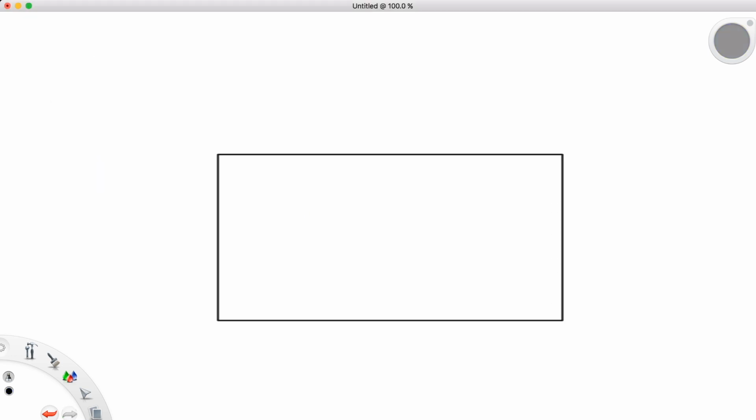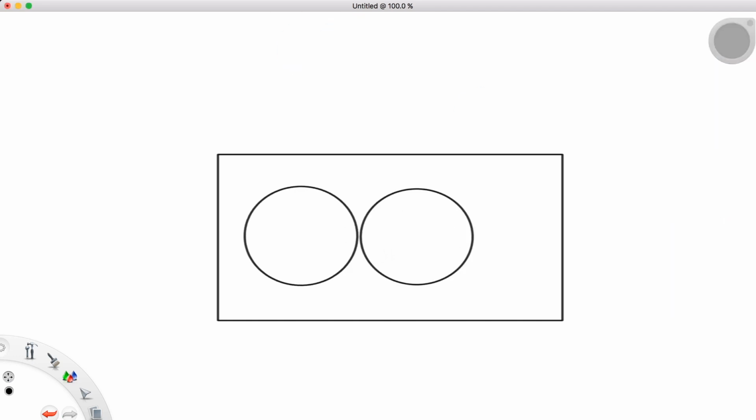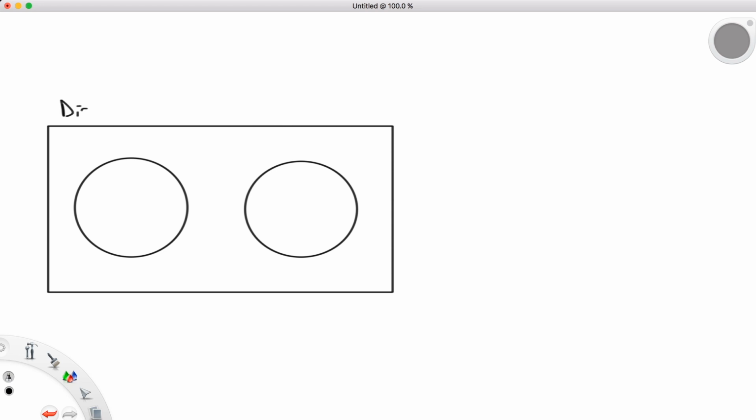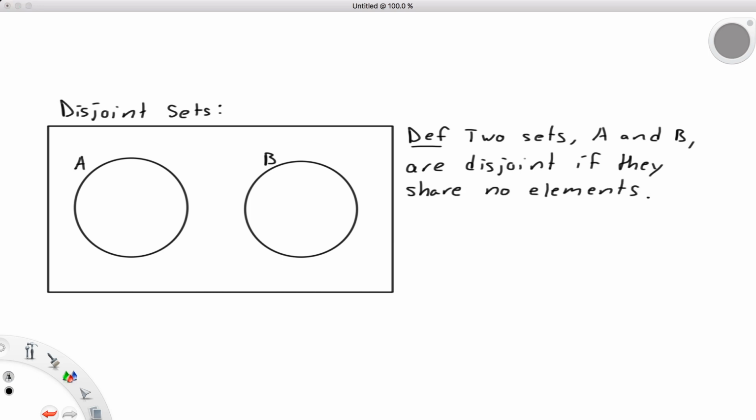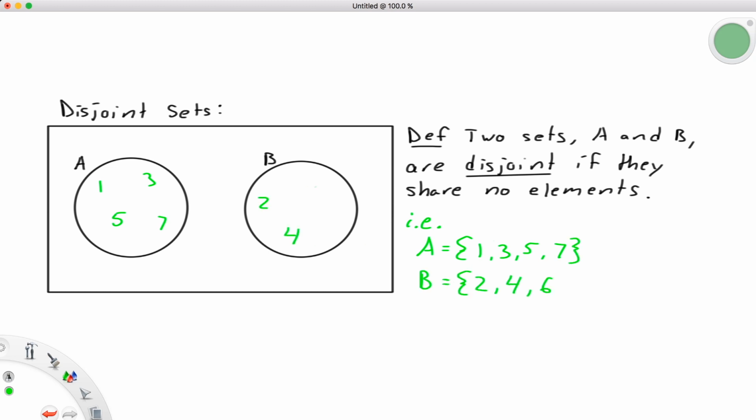Not all sets overlap, though. We could adjust our Venn diagram, for instance, to look like this. These are known as disjoint sets. Specifically, two sets A and B are disjoint if they share no common elements. So for example, if we let A equal {1, 3, 5, 7} and B equal {2, 4, 6, 8}, these two sets share nothing in common. They're disjoint. So what happens here if we try to take their intersection? Well, we know A intersect B is all of the elements that A and B have in common. Since they have no elements in common, this would then be the set with no elements, otherwise known as the empty set. So in a case like this, we would write A intersect B is equal to the empty set.